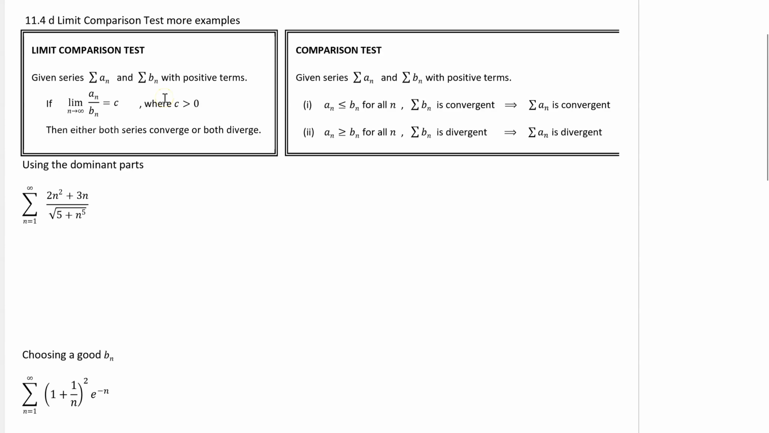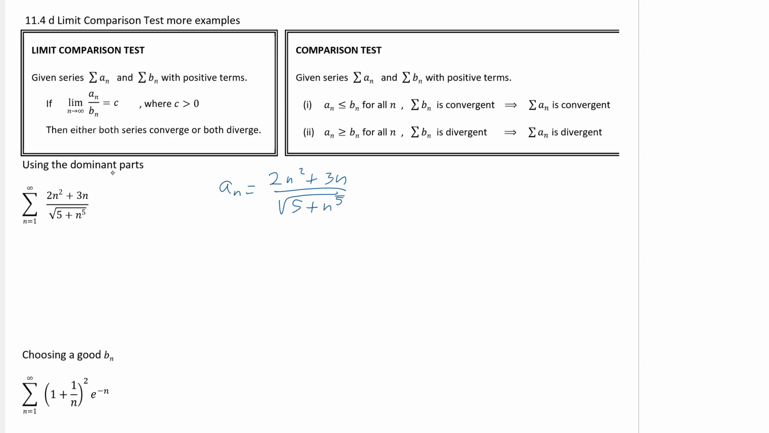All right, so these are some more limit comparison test examples. If you look at this problem, you've got a plus on top and a plus on the bottom. So we know we're immediately going for limit comparison because we're not going to get a less than or greater than out of that. So our a sub n would be 2n squared plus 3n over the square root of 5 plus n to the fifth.